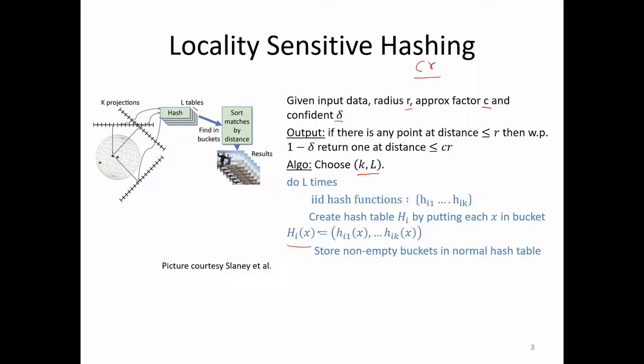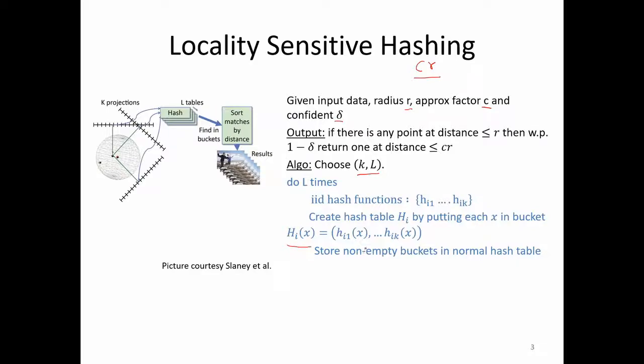Now, once you store the data points in these hash buckets, for each of these hash buckets you want to store the data points which are hashed to this particular hash bucket. Okay, and then you store the non-empty hash buckets in a normal hash table. Okay, so this can be just a hash map.